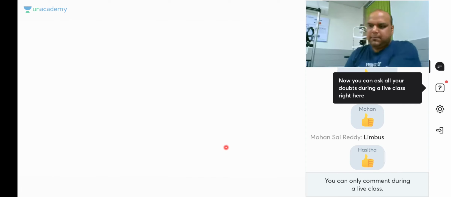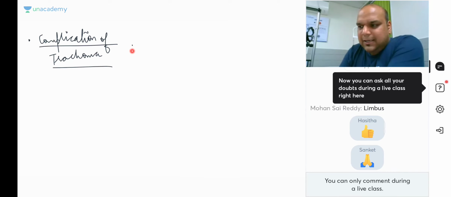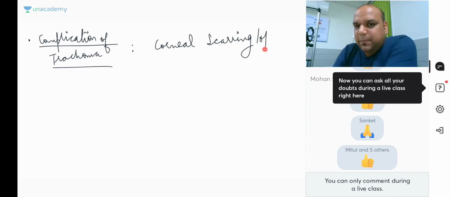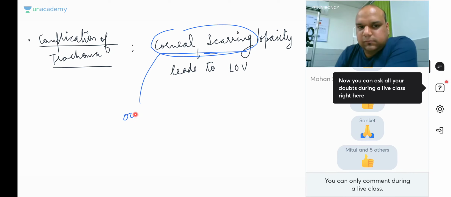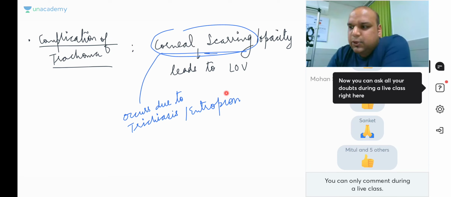Now please remember that there is a complication of trachoma. The complication is corneal scarring, or I can say corneal opacity, and this leads to loss of vision. Now this corneal scarring occurs due to trichiasis. Due to the cicatrization occurring, the eyelashes can turn inward, or due to the cicatrization there can be cicatricial entropion that we have just discussed. So due to any of these two conditions, you can find corneal scarring.